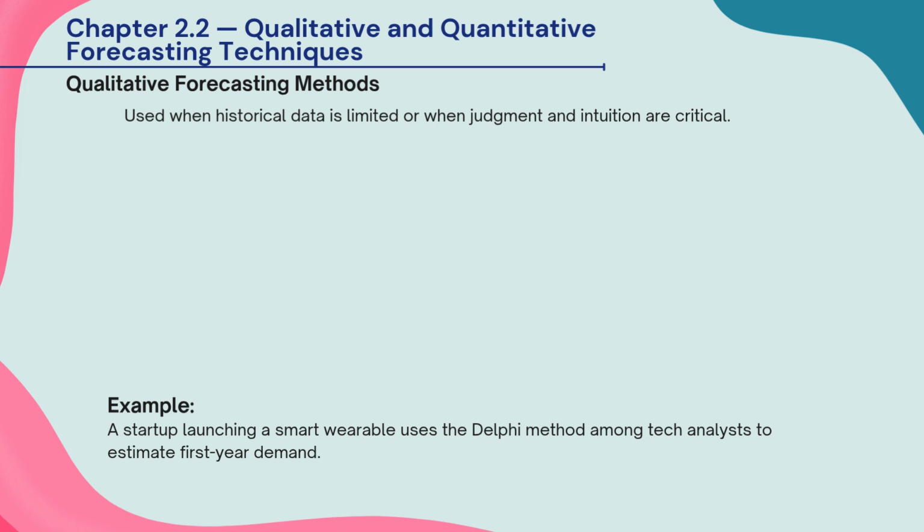Qualitative forecasting relies on expert judgment and market insights when historical data is limited. Methods like the Delphi technique, market research, executive judgment, and Salesforce composite help estimate demand in uncertain or new product situations. These tools are especially useful when decisions depend on intuition, experience, and consumer feedback. For example, a startup launching a new smart wearable may use the Delphi method to forecast first-year demand.